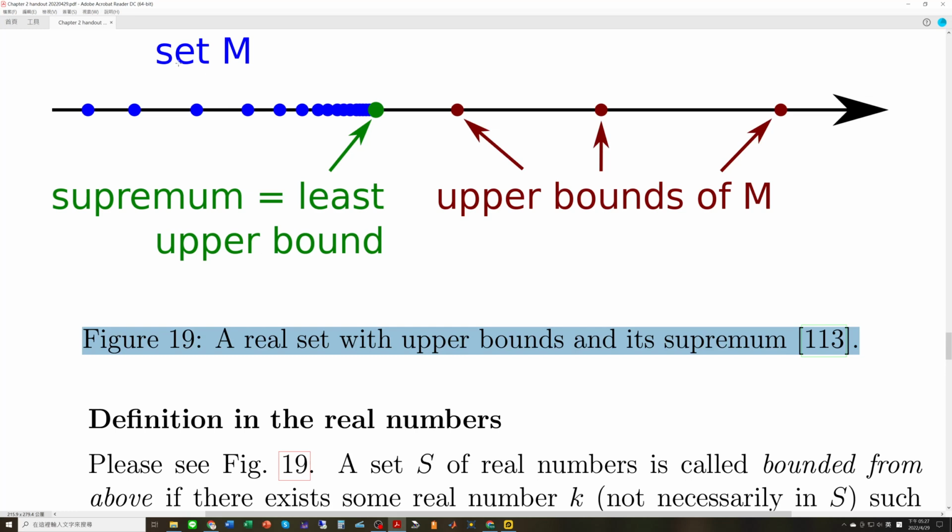The set M has many upper bounds. For example, this is an upper bound of set M, and this and this and this are upper bounds of set M. However, there is only one supremum. What is the meaning of supremum? The supremum is the least upper bound. That is, among all the upper bounds, we choose the smallest one, or the minimal one. It is the green point.